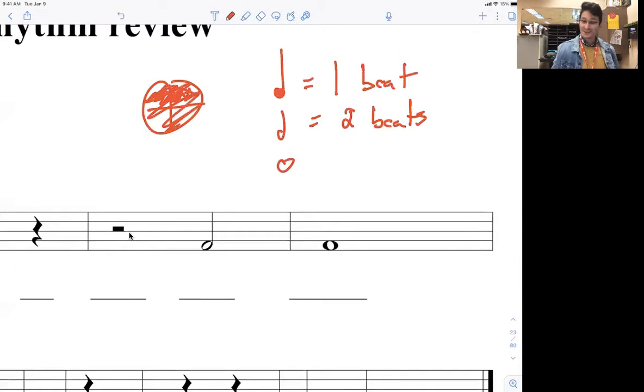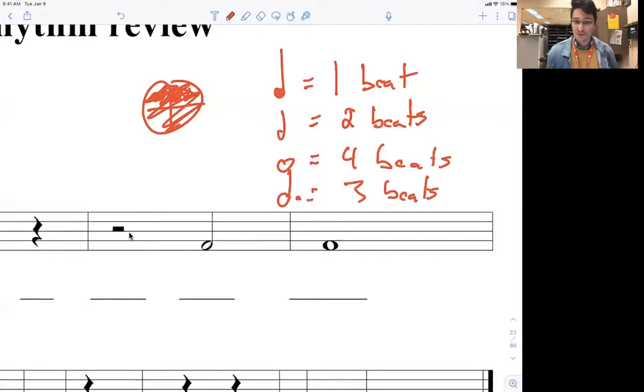A whole note looks just like an oval, like that. And then we have a dotted half note that looks like that. That gets three beats. Remember that a dot adds half of the original value, and that's a tricky thing. So if I have a half note equals two beats, half of that is one. So 2 plus 1 is 3 beats.